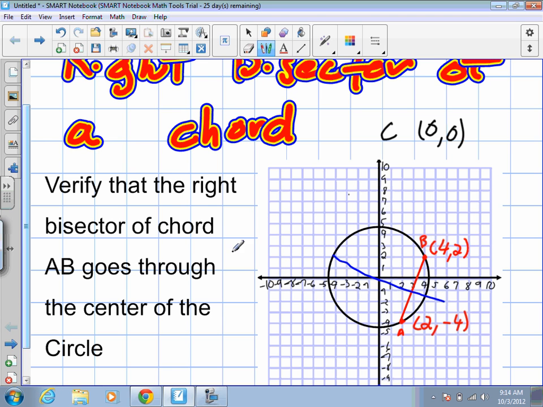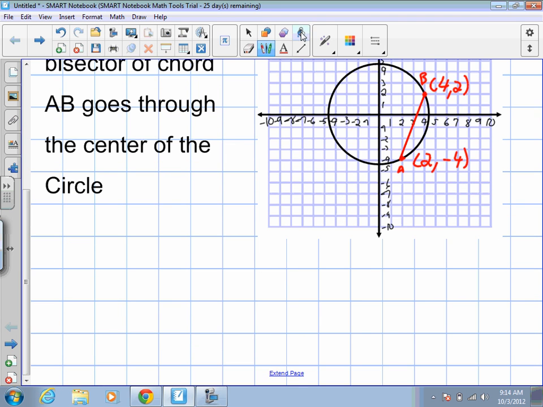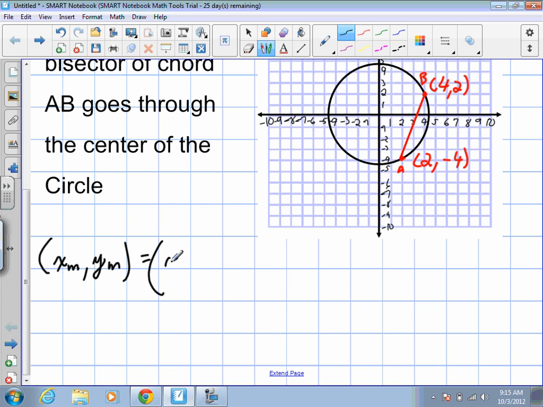So we're going to have to find the right bisector of this. Well, the right bisector. Bisect means to cut in half, like we said, so we're going to need our midpoint formula: x2 plus x1 divided by 2, and y2 plus y1 divided by 2. We're going to take these coordinates. We'll call this coordinate 1 and this one coordinate 2.